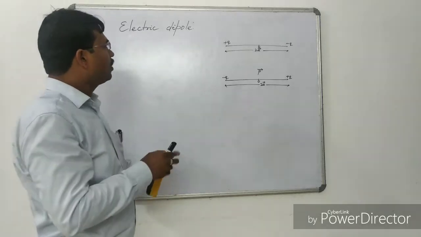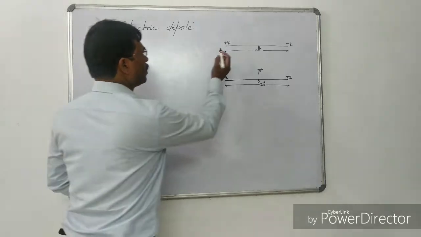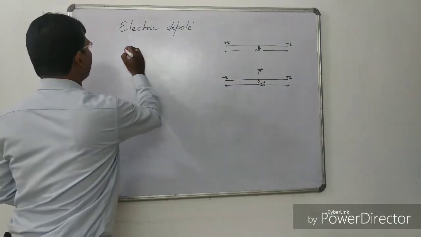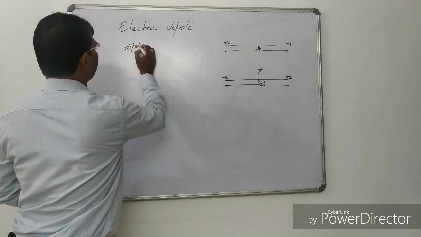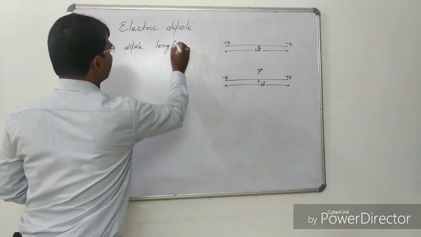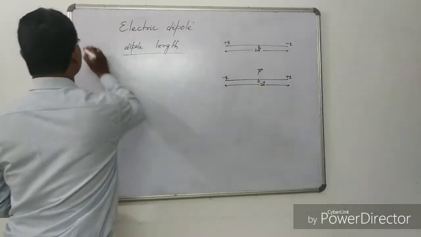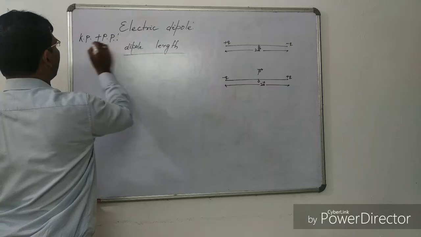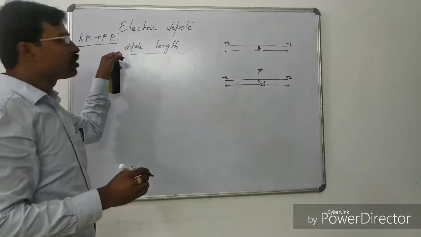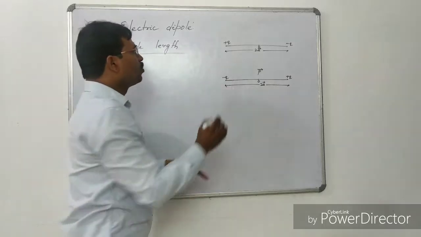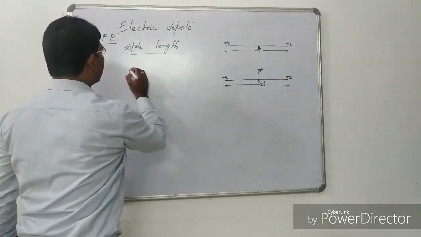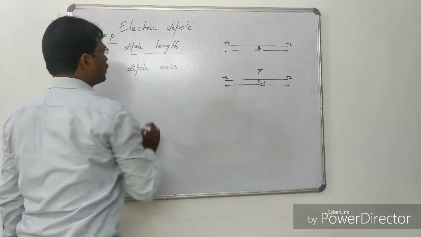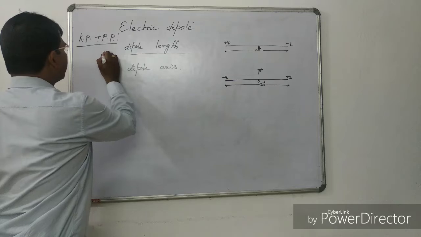Basically, in electric dipole, what happens? The distance between two charges is known as dipole length. What I am teaching now, that I have already taught, it is the dipole length. But this axis is known as dipole axis. So first point is over.